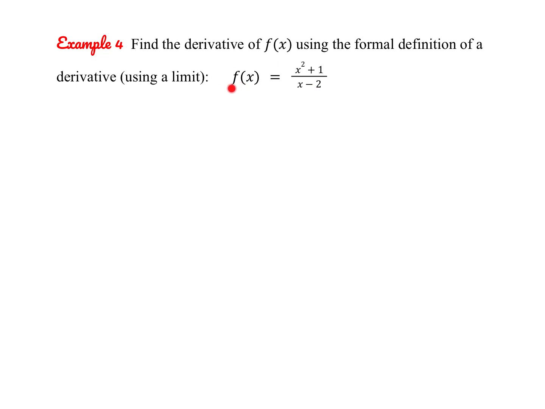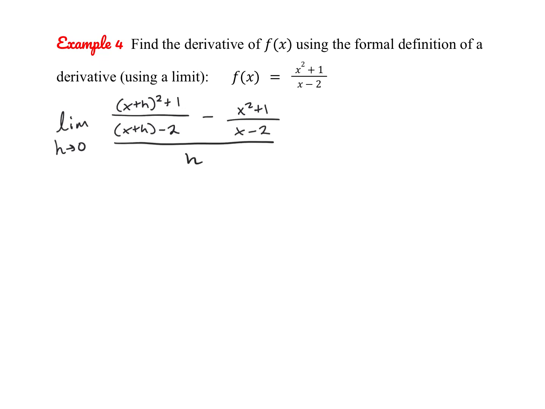So here we have the function f of x equals (x squared plus 1) over (x minus 2). So we'll use that same limit definition. So first, f of x plus h. So we have ((x plus h) squared plus 1) over (x plus h minus 2). And then we have minus f of x, all over h. So here we are going to want to combine the fractions in the numerator by making a common denominator, essentially. So we have the limit as h approaches 0.